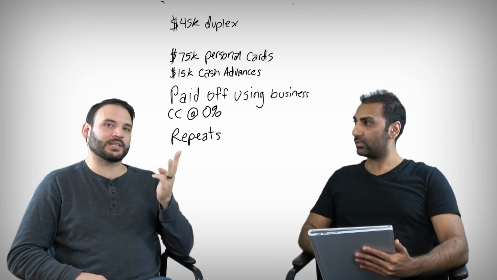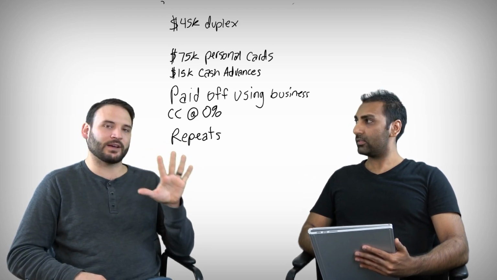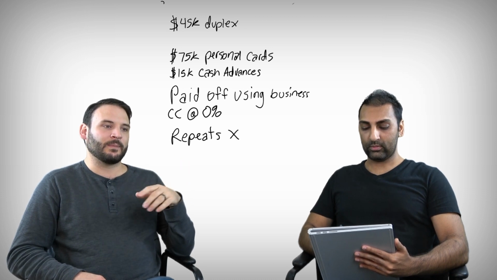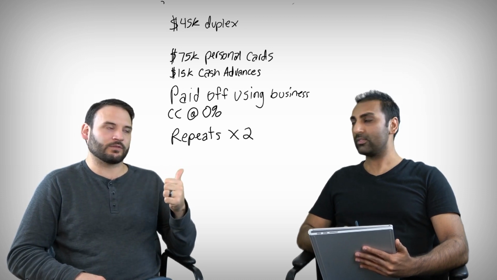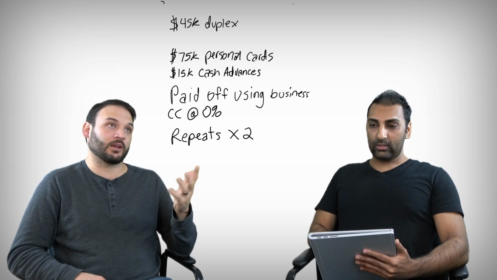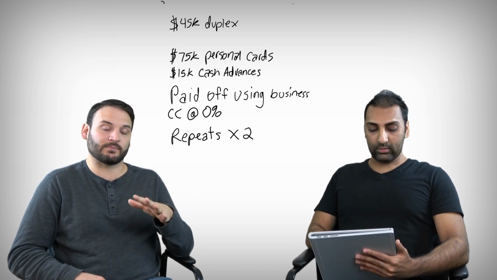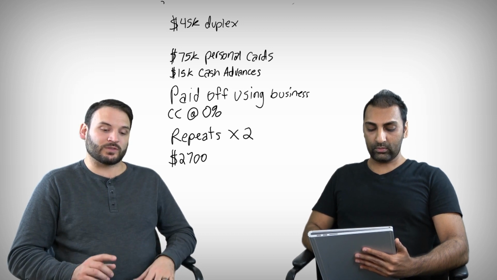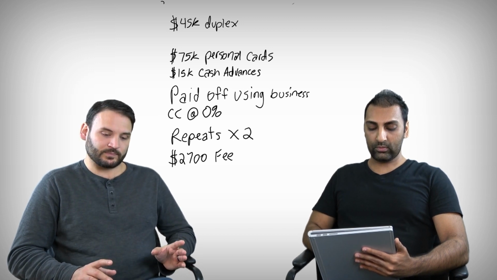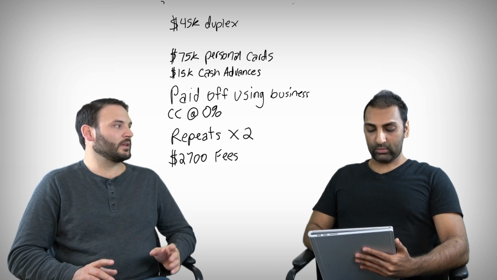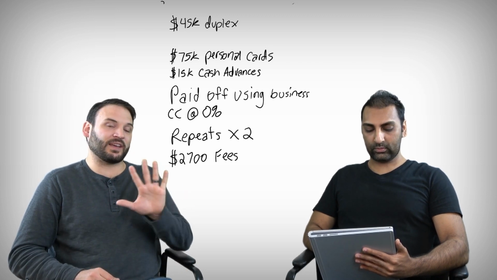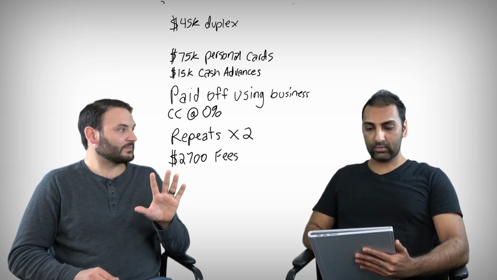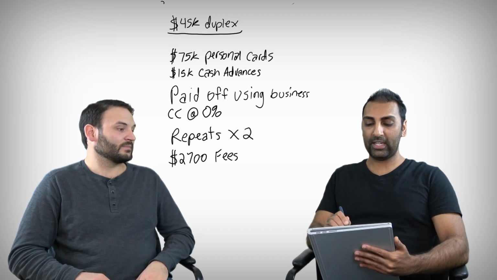After doing this 3 times, the customer had $45,000 cash on hand. After the cost of balance transfer fees and cash advance fees, it cost him $2,700 to do this. The balance on his business credit cards was $47,500, but he's got $45,000 cash on hand. And he could buy this duplex now.